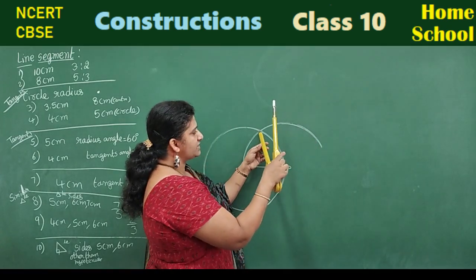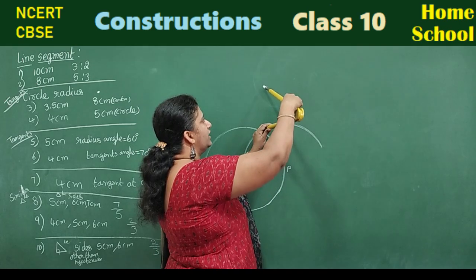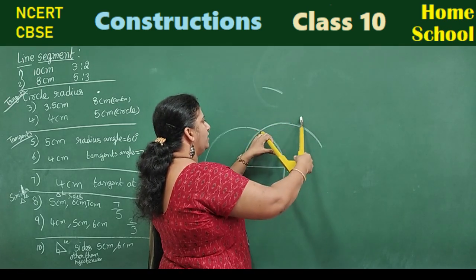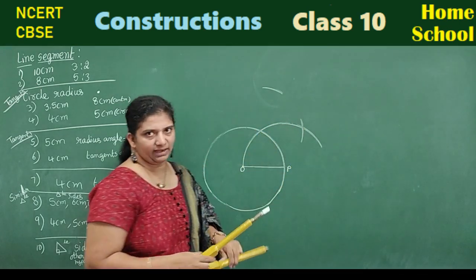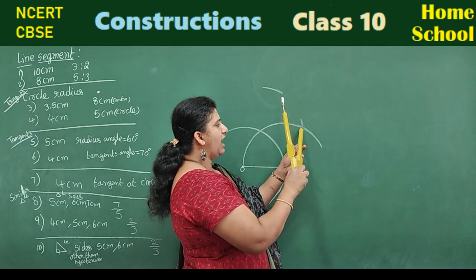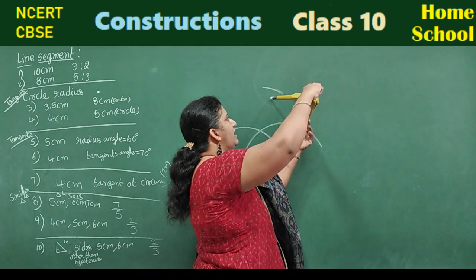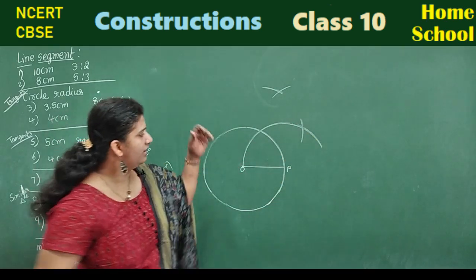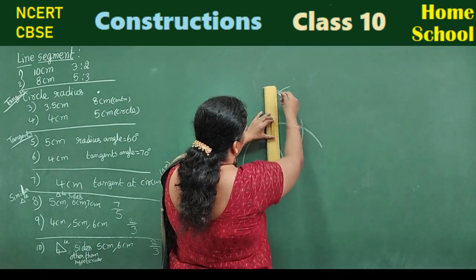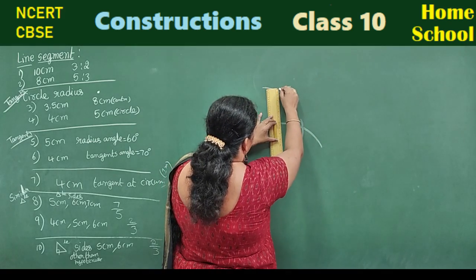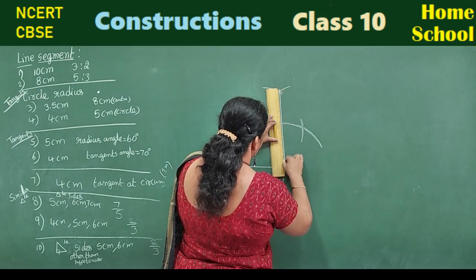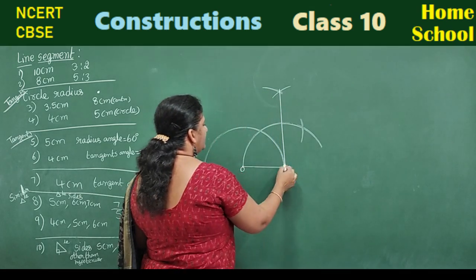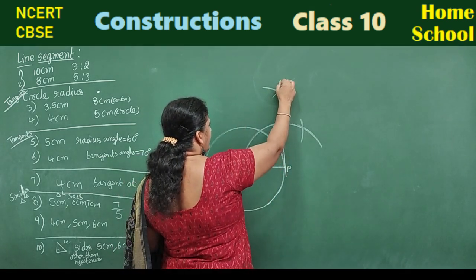Okay, now lift the compass and put the point here. Third step, draw one arc above, on the semicircle. Now, from where the arc touches the semicircle, cut the arc. Take a scale and join them now. This is your tangent. Mark this point as A.